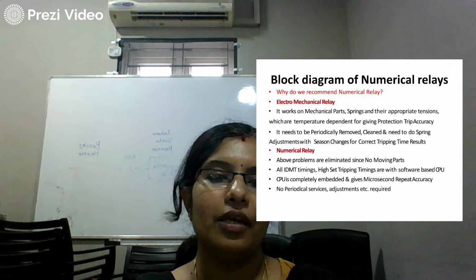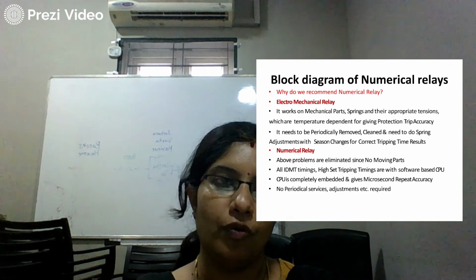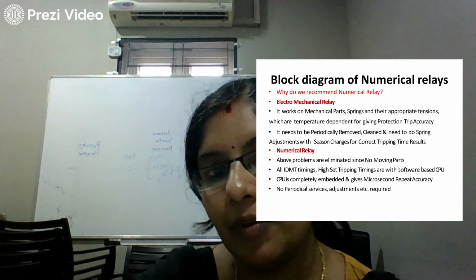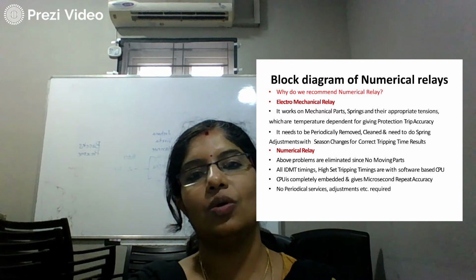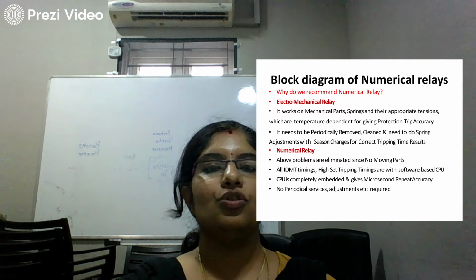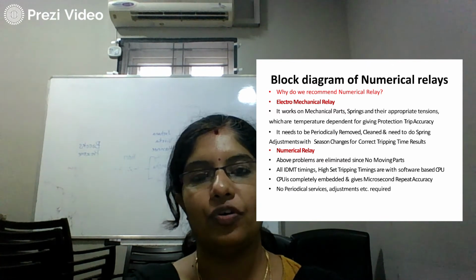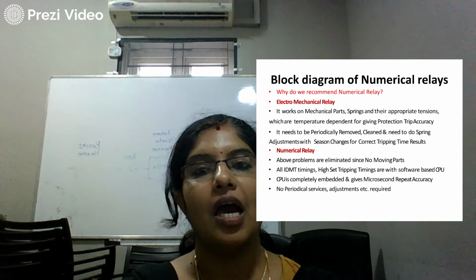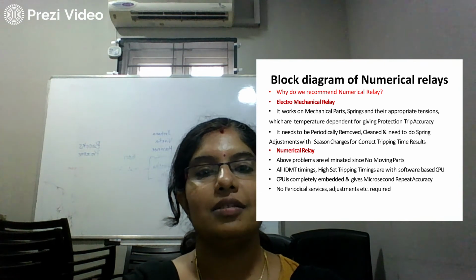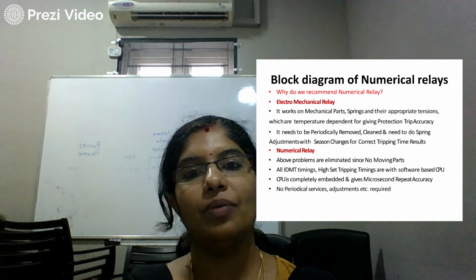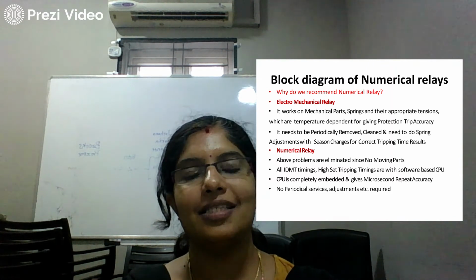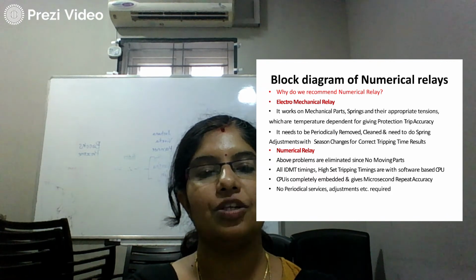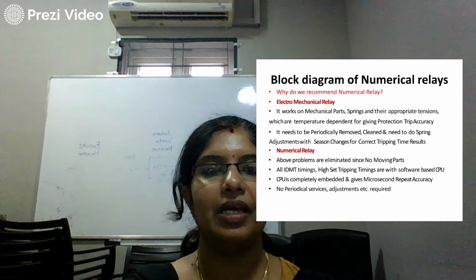Okay, so why? The first main thing is there are no moving parts. Okay, there are no moving parts in your numerical relay, because you're having a processor and all the process will be controlled under a single processor. Okay, and there is no moving parts, and there will not be any wear and tear of your springs and your mechanical parts as in case of your electromechanical relay. And also you can set the tripping timings to a pre-defined value, or you can set to a threshold value. Okay, so all your IDMT timings and high set tripping timings are embedded with the software based CPU.